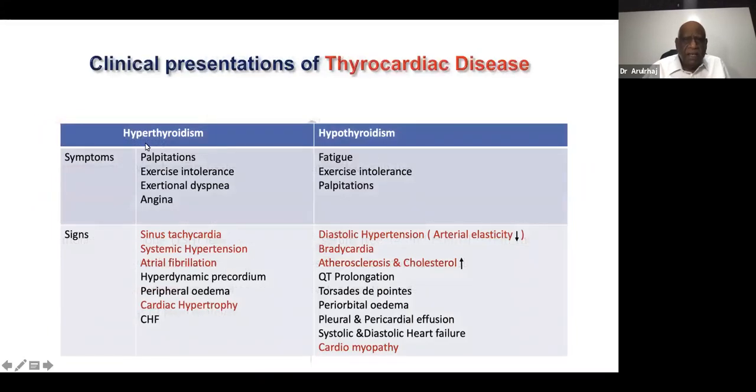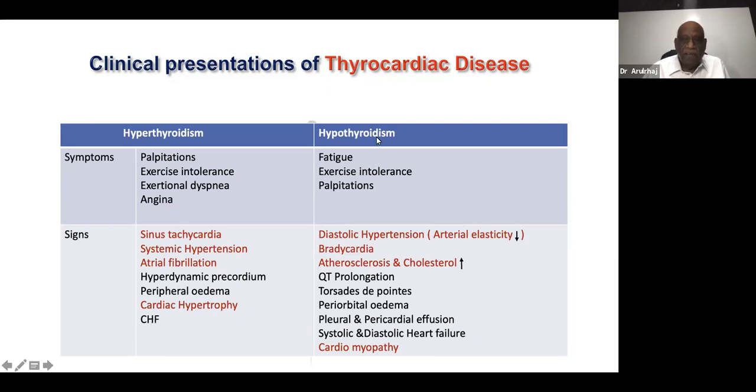And the clinical presentation of thyrocardiac disease. In hyperthyroidism, how it presents, and in hypothyroidism, how it presents, we'll see. In hyperthyroidism, all of us know it is a tachyarrhythmic syndrome. The patient has palpitation, exercise intolerance, exertional dyspnea, angina, and clinically when you examine, the signs are sinus tachycardia, systemic hypertension, atrial fibrillation, and then a hyperdynamic precordium, cardiac hypertrophy, and high output cardiac failure.